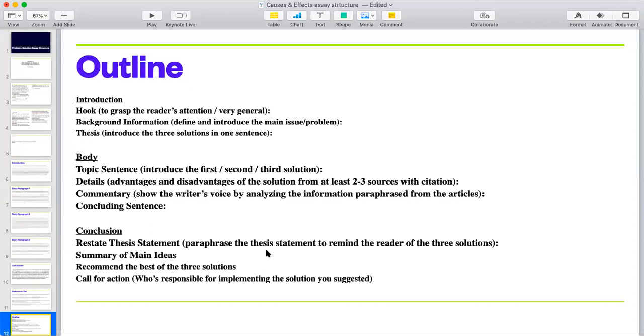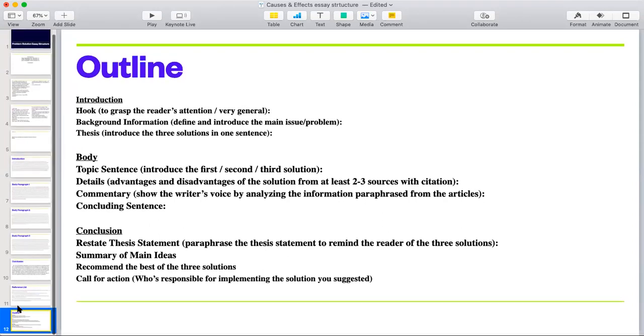If you are telling me, for example, that the best solution is for people to do something, then call the people to do this. If it's the government, talk to the government and tell them. So in the conclusion, you are allowed to call certain people to act in order to solve the problem. So you must put this outline in front of you all the time.